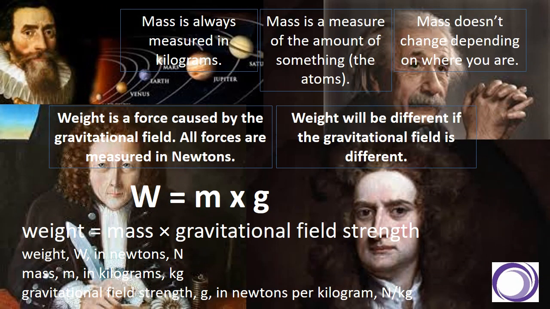Right, I'm going to leave you with a summary. How many of you can remember the names of all 4 scientists there, including the first names? So mass is measured in kilograms. Mass is the amount of something. Mass doesn't depend on where you are. Weight is a force. Weight's different depending on the gravitational field. We've got the equation and I've outlined what each of the symbols means.